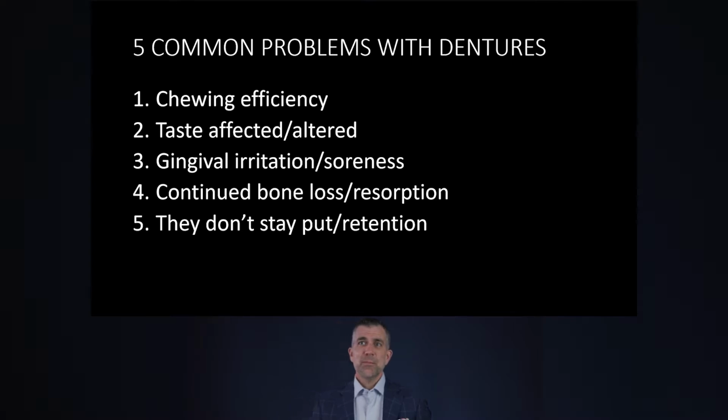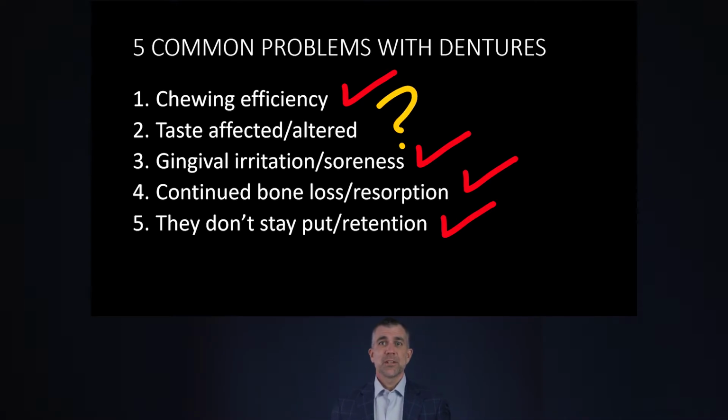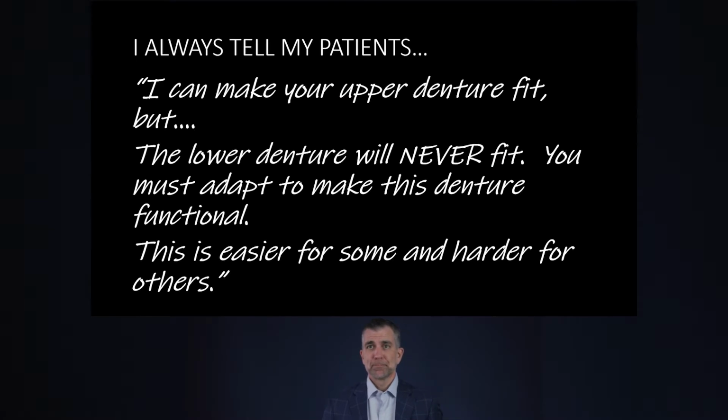Now, if we look at these 5 problems with dentures, I think that if we've ever done a denture in our practice, even in dental school, we could relate to every single one of these. We can help them with their chewing efficiency. We can help them with their gingival irritation or soreness. We can help them with their continued bone loss and resorption. And we can also help them if they don't stay put and retention is an issue. The one wild card in this scenario is the altered taste, or the sensation of taste being altered. That's the wild card, because is that related to the patient or is it related to the lack of teeth? And each patient is different. And it is a complaint that you will get sometimes, and it's something that I always promise my patients that I'll try my best, but I don't know that I can make any changes to that.